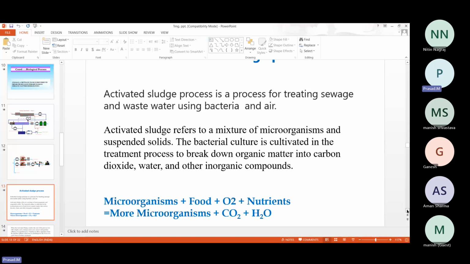You can say microorganism plus food. Microorganism means nothing but bacteria. Food means BOD or pollutant. Oxygen we are providing to them. Nutrients, meaning DAP and urea, we are providing to them during commissioning. And then it will make more microorganisms plus CO2 plus H2O. This reaction is nothing but biological treatment. You understood or not? Yeah.